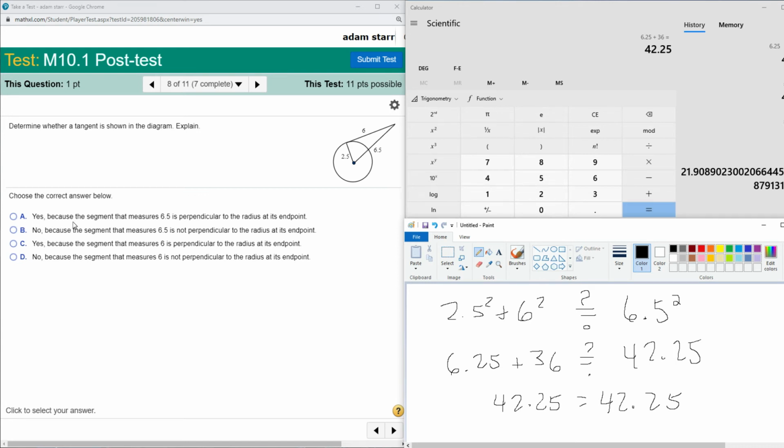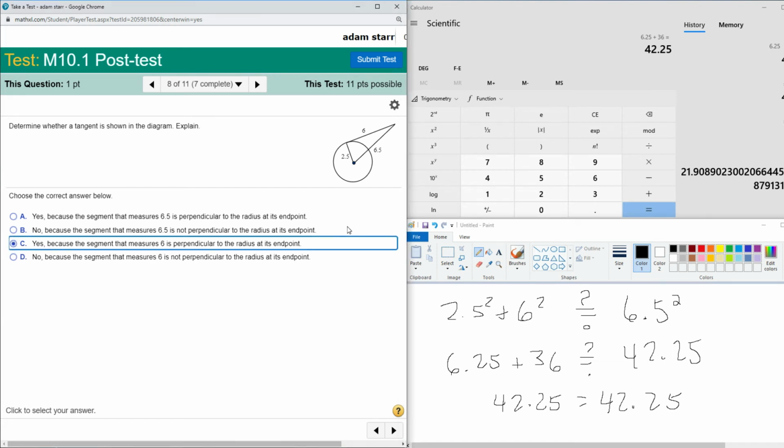So A says yes because the segment that measures 6.5, so that's this, is perpendicular to the radius at its endpoint. So it's saying this 6.5 is perpendicular to the radius here. It's saying this angle is 90 degrees, which it is not. So it is not A. But C says yes because the segment that measures 6 is perpendicular to the radius at its endpoint. So this is where it's perpendicular. This is where the right angle is. So for me, my answer is C.